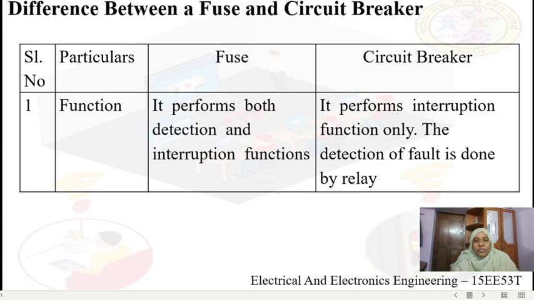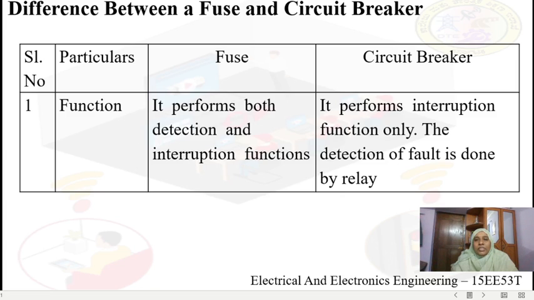Here nobody is telling the fuse that a fault has happened, you do your work. So as soon as the heavy current flows inside the fuse, by itself it will detect and break open the circuit. That is why we say it performs both detection and interruption function. Whereas a circuit breaker does only the interruption function. Detection is done by your relays.